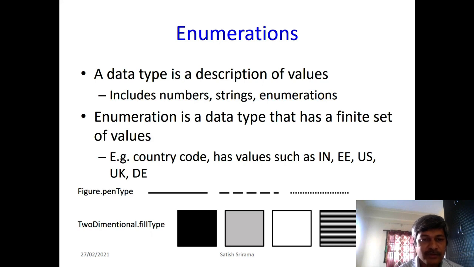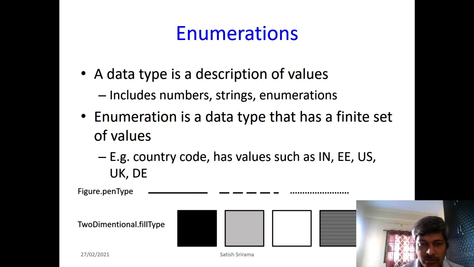Enumerations. A data type is a description of values, more or less. These include numbers, strings, and enumerations. Numbers and strings we have already seen. Let us look at what enumerations are. An enumeration is a data type that has a finite set of values, for example, a country code, which has values such as IN for India, E for Estonia, US for United States, UK, and D for Germany, etc. Like these for countries.